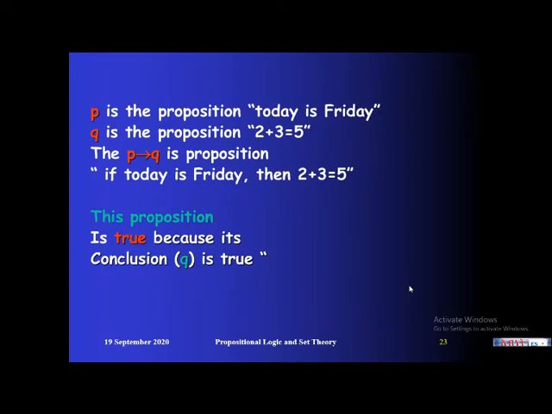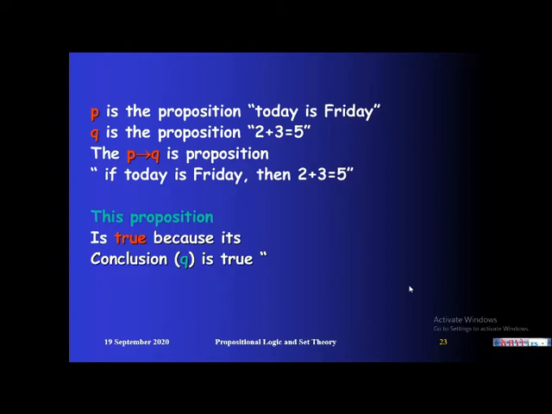Let us add one example. P: Today is Friday. Q: 2 plus 3 is equal to 5. Then P implies Q reads: if today is Friday, then 2 plus 3 is equal to 5. This proposition is true because of what? The conclusion. We don't bother about whether today is Friday. If it is true, true implies true is true.